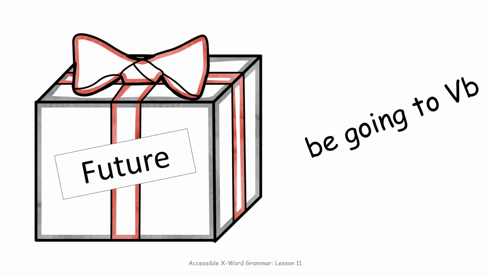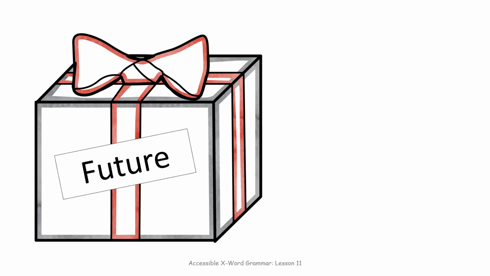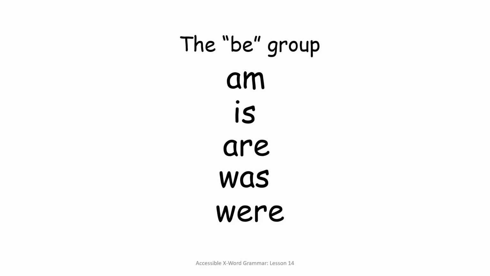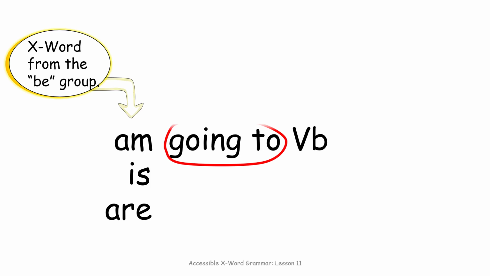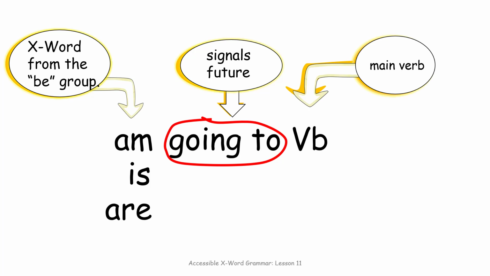Be going to plus the base is a semimodal, like have to. Remember that a semimodal is its own little package of meaning. In this case, be is the X word. Do you remember the 5 X words in the be group? Am, is, are, was, and were. Since we're talking about the future, we use the am, is, or are form of be. Going to signals the future, and the base verb names the action.